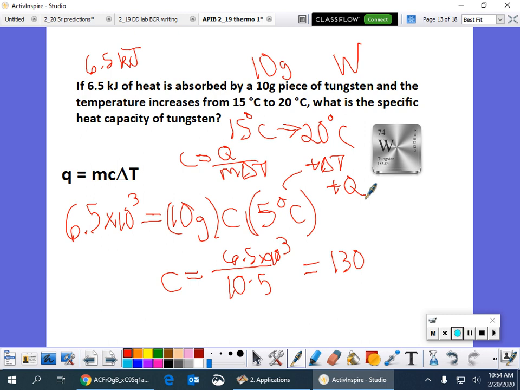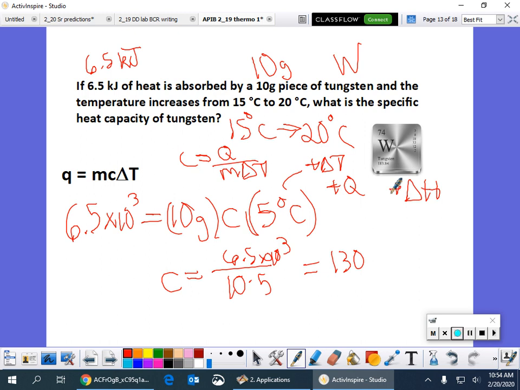And this is not really a reaction. We're just heating something. It's a process, okay? But that process is absorbing energy, right? So our Q is going to be positive, the same way our delta H is going to be positive, our change in enthalpy.